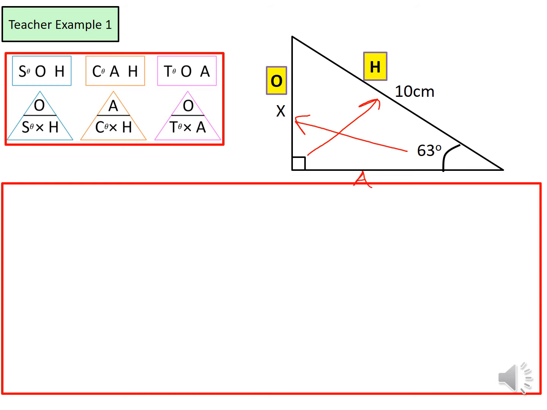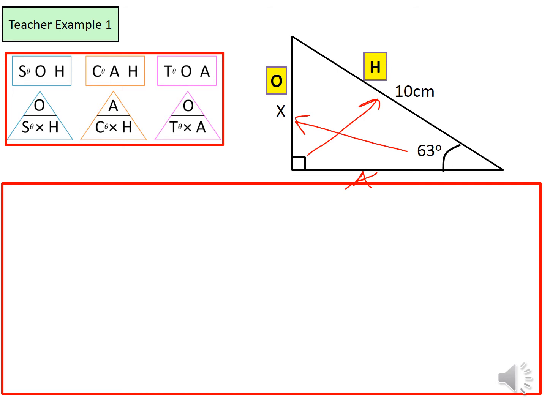We don't need the adjacent side because there's no information there, so we can cross that out. What do I mean by no information? The opposite side has an x, the length that we're trying to work out, so we need that side. The hypotenuse has 10 centimeters, a length that we can use. So according to this, we need O and H.